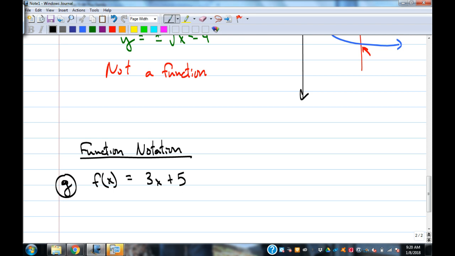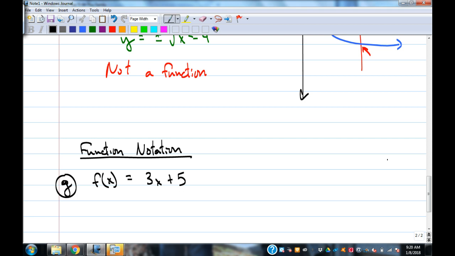What's f of x the same thing as? It's the same thing as y. F of x and y are the same thing. This is just a little bit more descriptive way of writing y. It's saying y when x is a certain value.